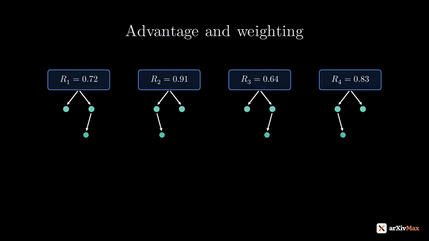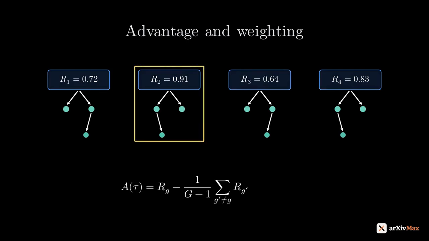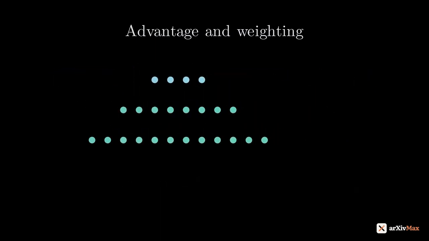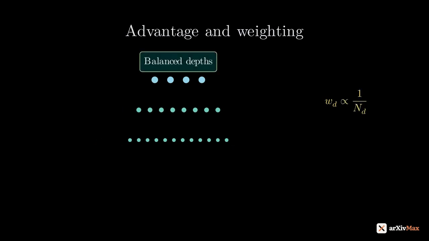For each root task, RAO samples several independent recursive execution trees. The advantage used for the policy gradient is the root reward of the tree the trajectory belongs to minus the average root reward of the other trees for that same task. This leave-one-out baseline is unbiased and does not need a separate critic network. Because recursive rollouts produce many more subagent trajectories than root trajectories, deep nodes can dominate the gradient. RAO corrects this with depth-level inverse frequency weighting.